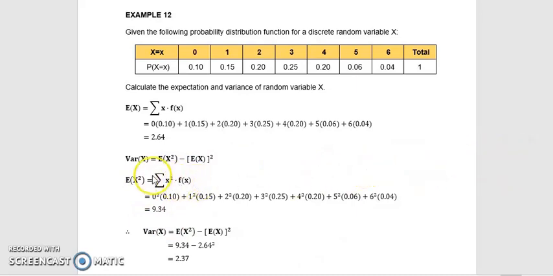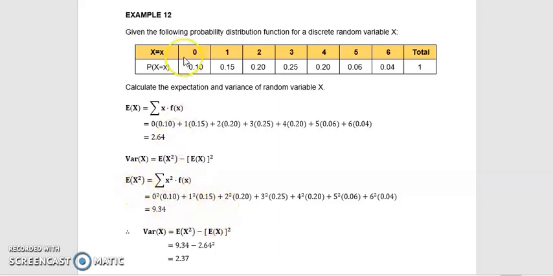Okay, now look at how to find the variance of x. Just now, variance of x is equivalent to expected of x square minus expected of x, squared. Here is the mean, the value mean square. So how to calculate E(x square) here? If E(x) is given by x multiplied by f(x), then E(x square) will be x square multiplied by f(x).